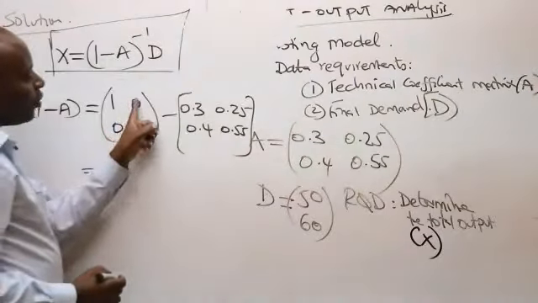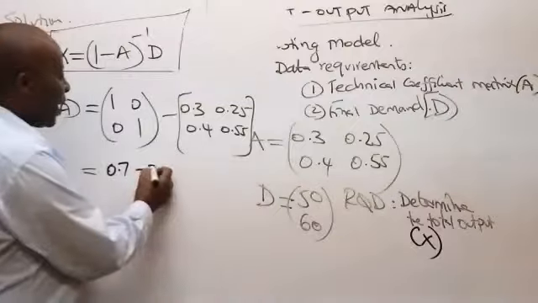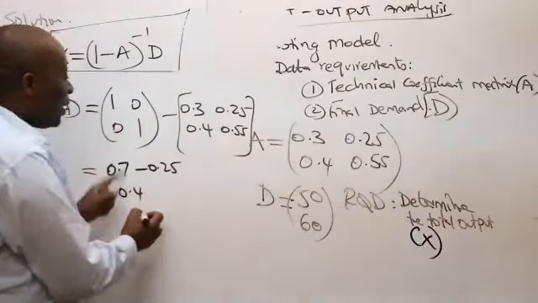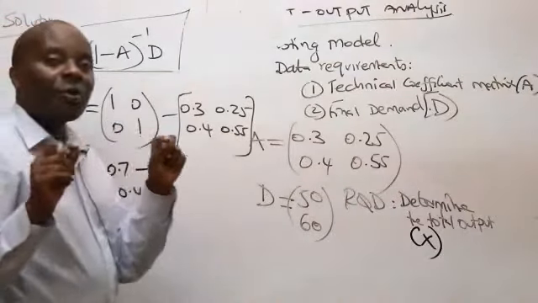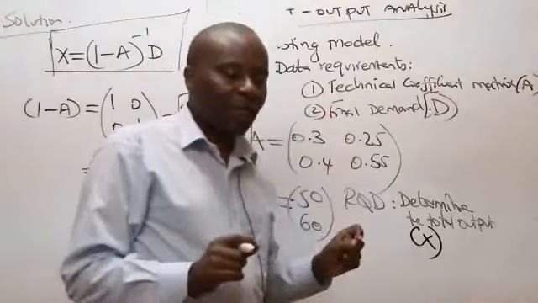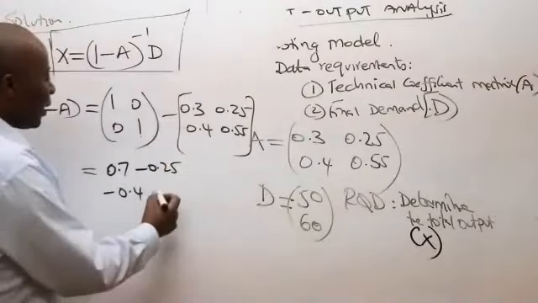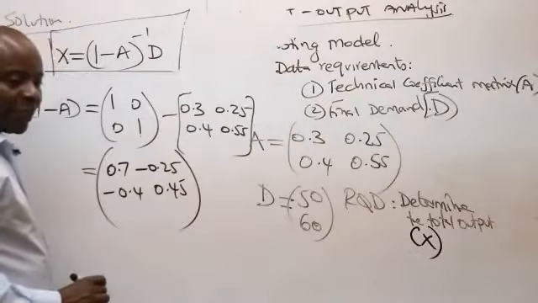And then we have 0 minus 0.25, that gives us minus 0.25. Then 0 minus 0.4 gives us minus 0.4. If you're following, we are subtracting corresponding elements. So 1 minus 0.55 gives us 0.45.